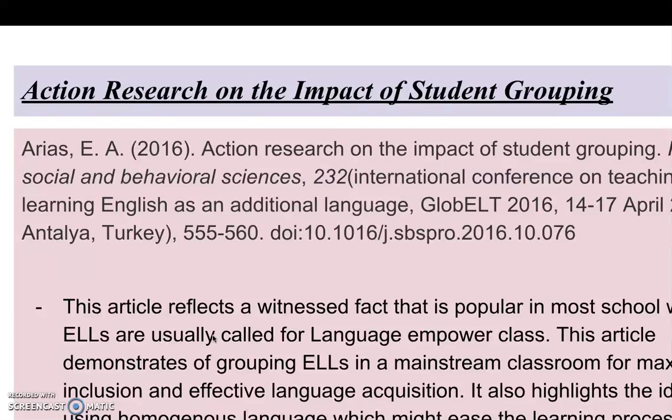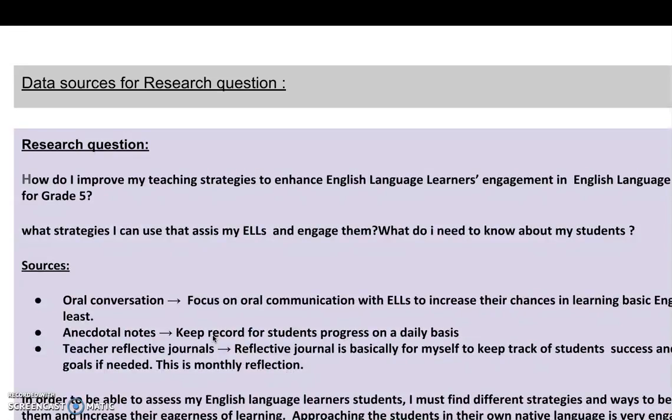Action research on the impact of students grouping. Arslan, action research on the impact of student grouping, Procedia, Social and Behavioral Sciences, international conferences on teaching and learning English as an additional language. This article reflects a witnessed fact that it is popular in most schools where ELLs are usually called for a language empowered class. This article demonstrates grouping ELLs in a mainstream classroom for maximum inclusion and effective language acquisition. It also highlights the idea of using homogeneous language grouping, which might ease the learning process.